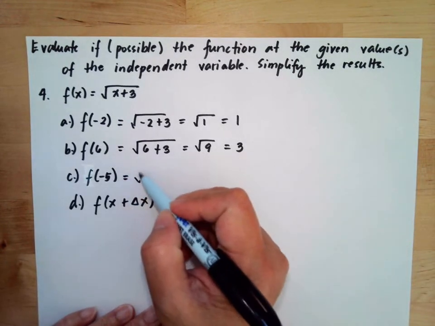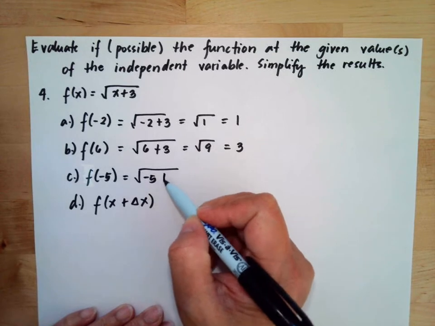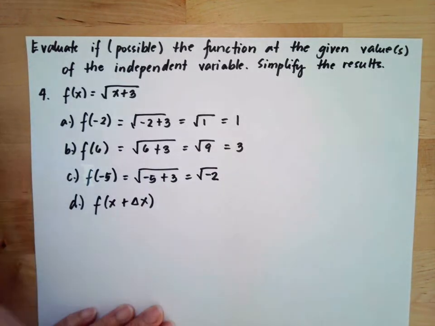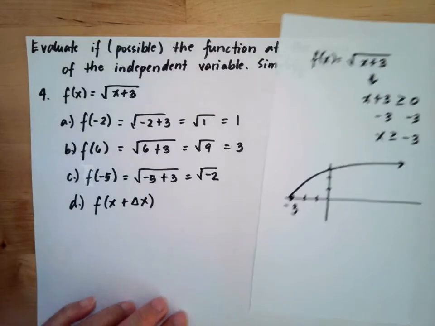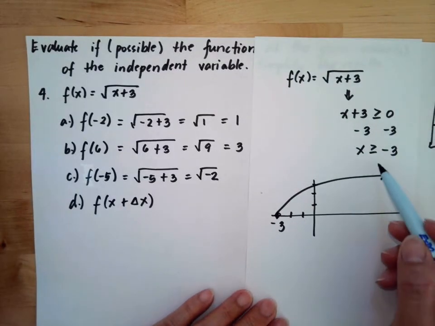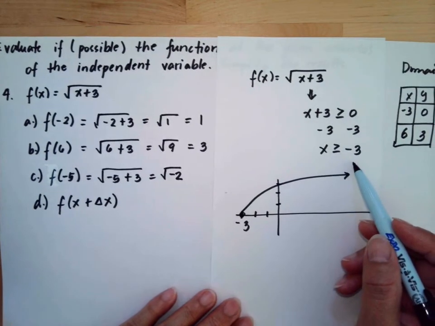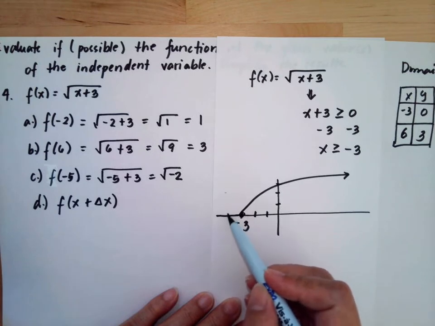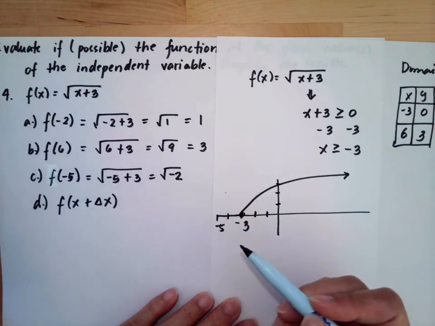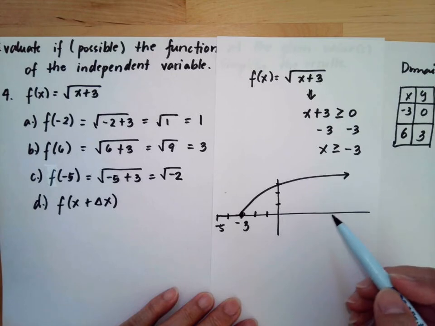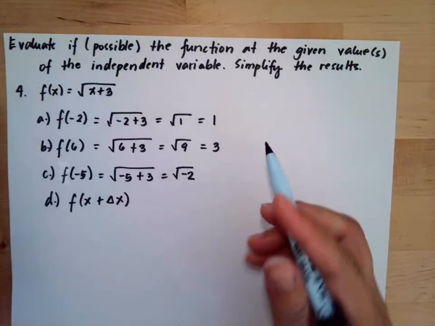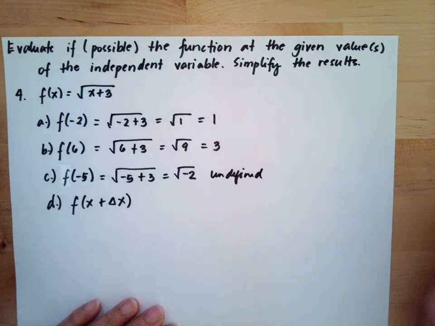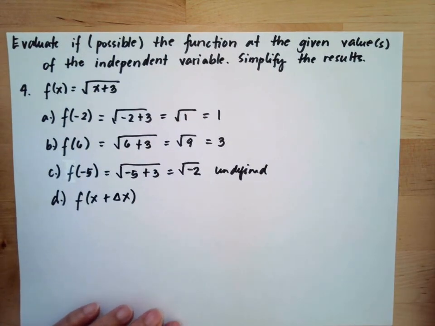Then here, we will have negative 5 plus 3, so this will be the square root of negative 2, and that will be imaginary. As we said, the minimum of the domain is negative 3, so the negative 5 is somewhere outside the graph. So, negative 5 is not part of the graph, so this one is undefined or doesn't exist, because the graph doesn't exist at x is equal to negative 5.